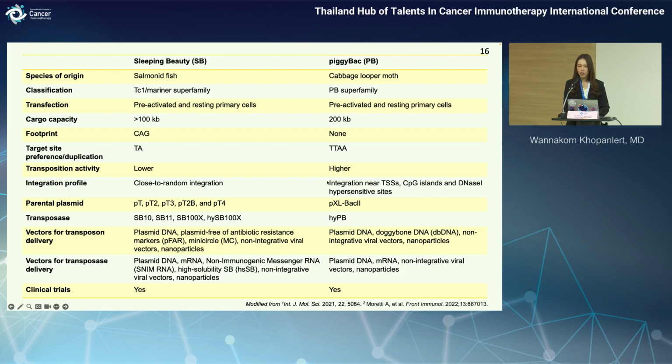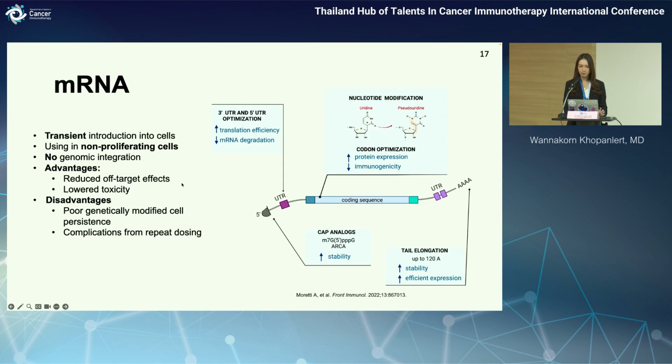However, the piggyBac is also associated with an increased risk of dysregulation due to its integration profile. And you can see in this table as well that it's extensively optimized to increase the efficiency, including the parental plasmid, the transposon, and the vector delivery methods. And now both the Sleeping Beauty and the piggyBac are used in clinical trials.